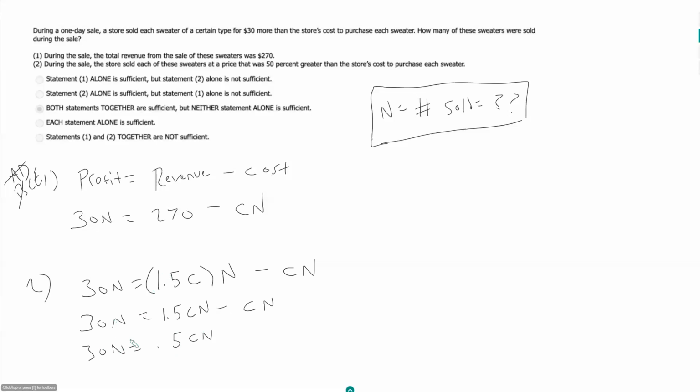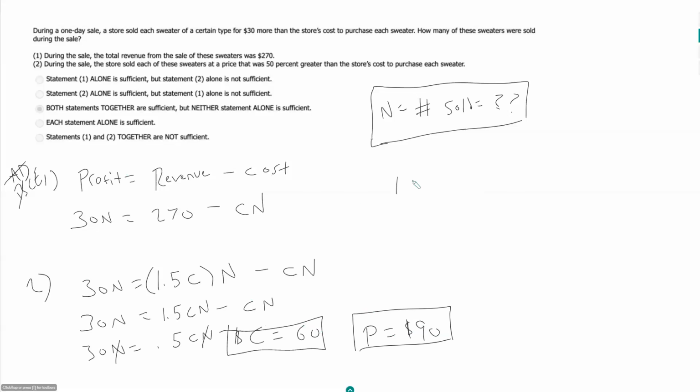So now we can divide each side by N, and we get 30 is equal to 0.5C, which means our cost per sweater was $60. Which means if we get $30 profit per sweater, our price per sweater, we'll call that P, or we could have called it 1.5C, is going to be $90. But without knowing how much profit was made, we can't really do anything else.